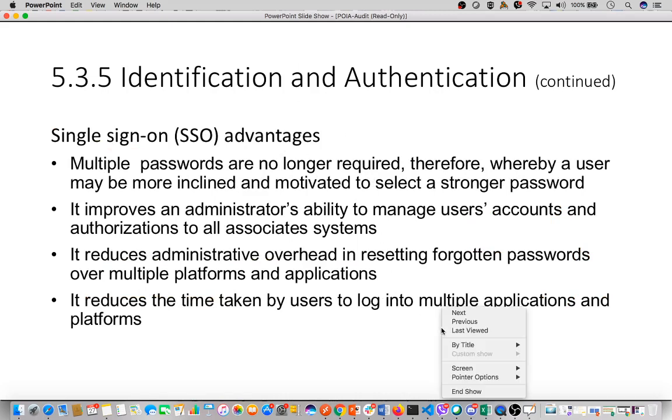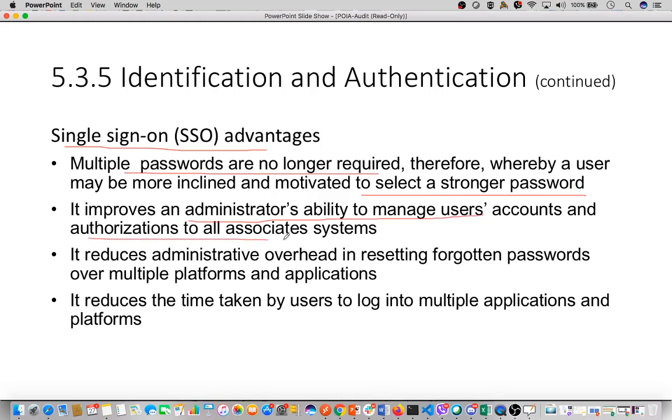So the advantages of SSOs: multiple passwords are no longer required, like I said. You can use one strong password, which is really recommended, and it improves administrators' ability to manage user accounts and authorizations to all associated systems. It reduces administrative overhead. Of course, you don't have to remember several passwords over multiple platforms. You have one specific login, which is highly recommended when you have these distributed, complicated systems.